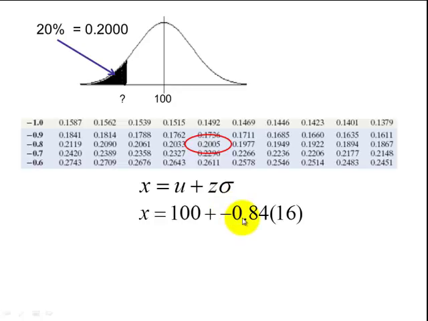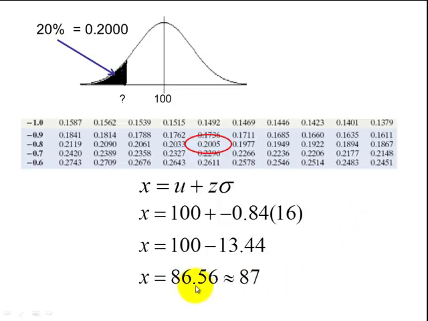Substituting our values in the formula, mu is 100. Our z that corresponds to the bottom 20% is a negative 0.84. And then we multiply that by our standard deviation 16. This is the same thing as 100 minus 13.44. And we get 86.56, which rounds to an 87. So the IQ score that separates the bottom 20% from the top 80% is 87.